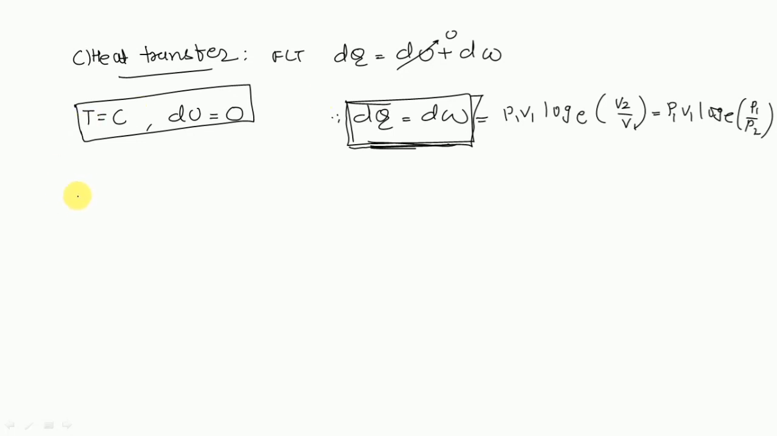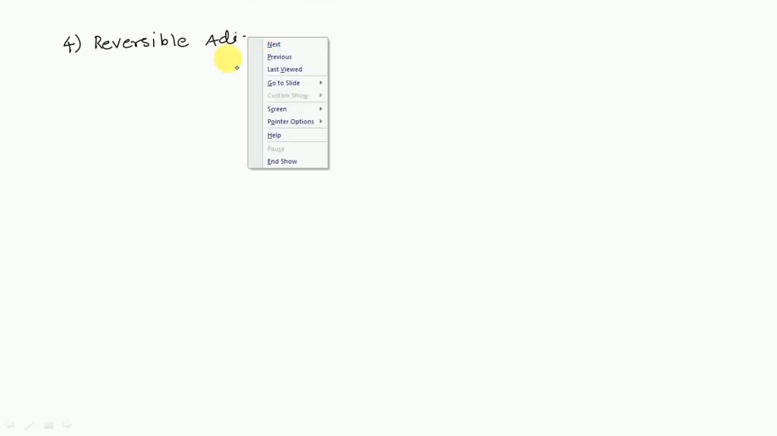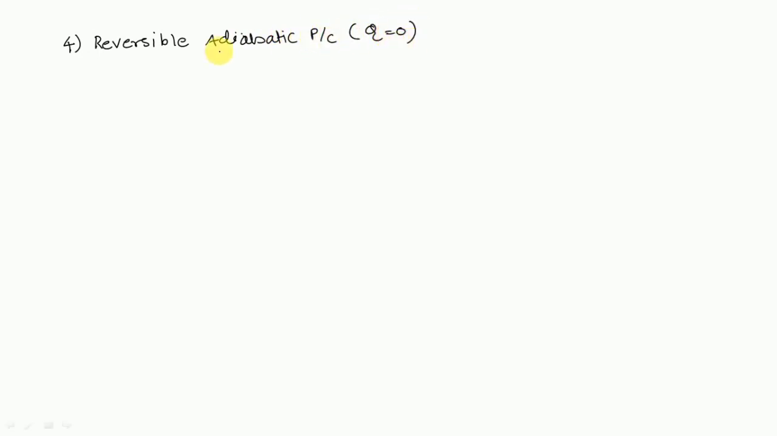Now let's start with the fourth one, and it is very important. I write on a new page: the fourth one is the reversible adiabatic process. The adiabatic process is a process in which the heat transfer becomes 0. For the adiabatic process, we want to derive the PVT relations, heat transfer relation and work done relation. So let's start with the PVT relation.